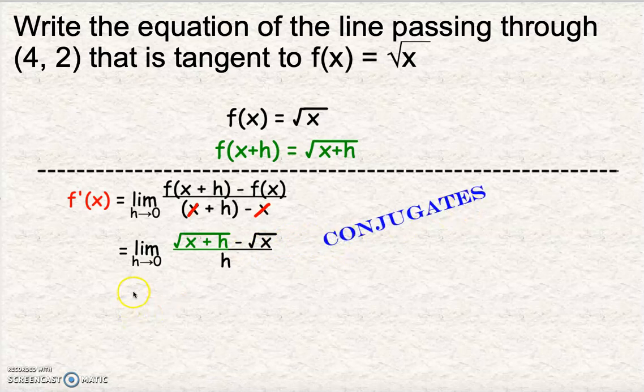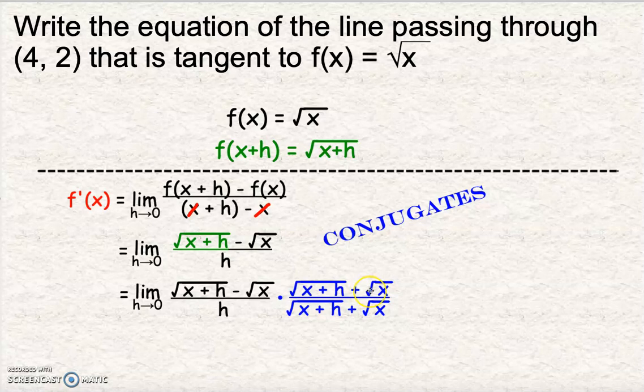Conjugates. Remember conjugates? So I'm going to take the limit of this, and I'm going to multiply by the conjugate. Remember the conjugate? Same numbers, different sign. So instead of the square root of x plus h minus the square root of x, it's the square root of x plus h plus the square root of x. And when I multiply these conjugates out, remember when you multiply conjugates, you just have to do the first times the last.